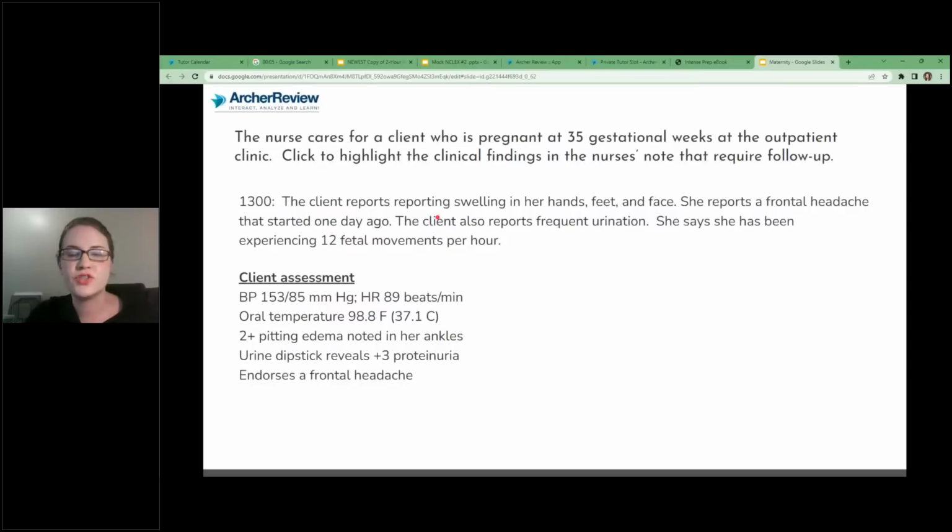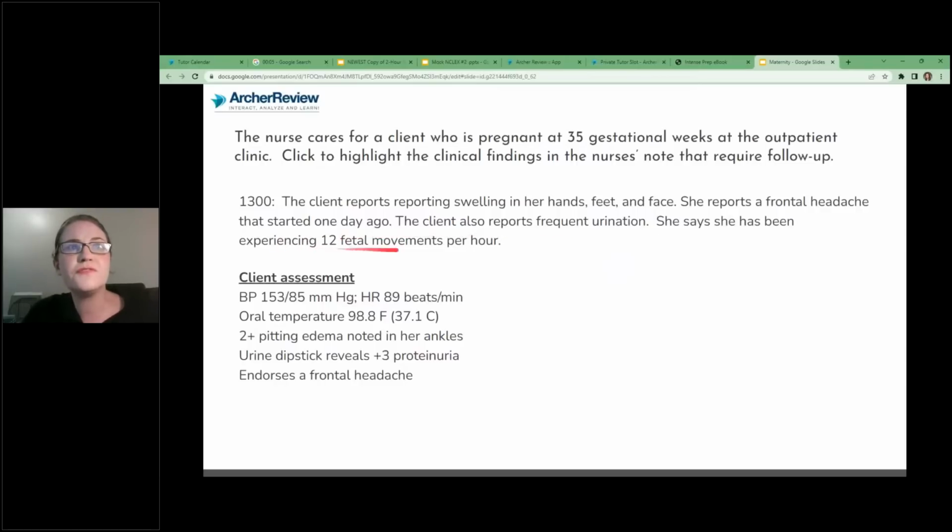Okay, definitely. So what I would highlight personally is the client reporting swellings of the hands, feet, or face. That's unexpected. We don't expect that with a normal pregnancy. And we also do not expect that frontal headache. Not expected with a normal pregnancy. Is frequent urination a normal finding with pregnancy? Yeah, that's considered normal. So we wouldn't highlight that because it's expected.